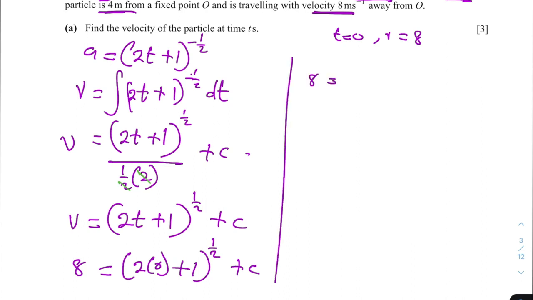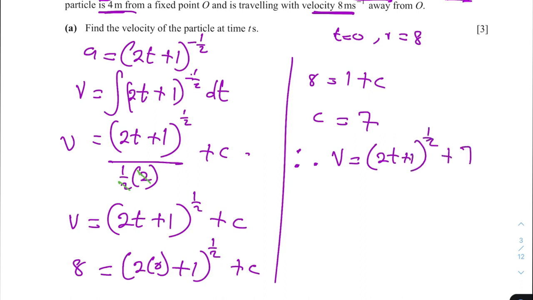So 8 is equal to 1 plus c, giving us a c value of 7. Therefore, the complete velocity will become (2t + 1)^(1/2) + 7. Okay, and then you are done.